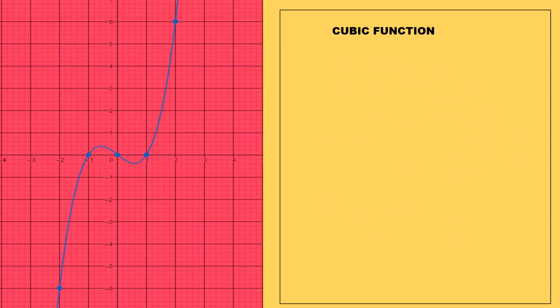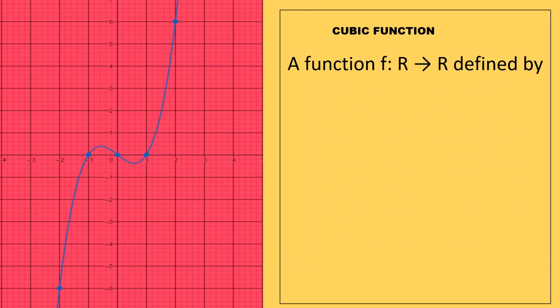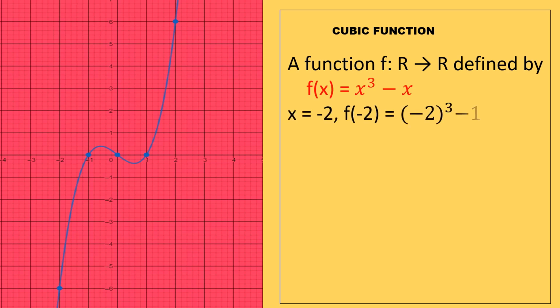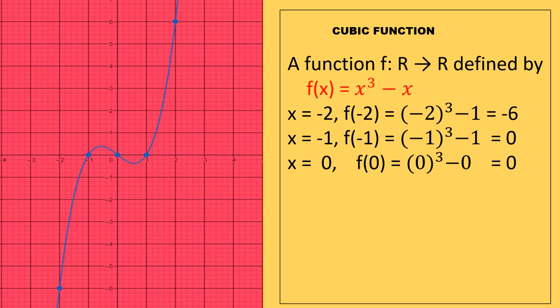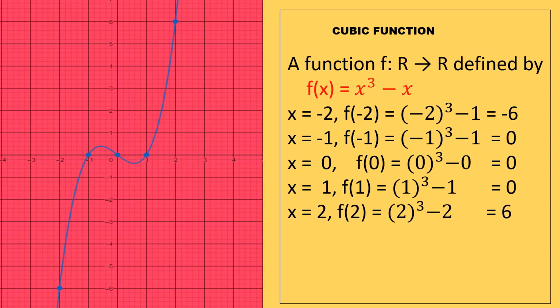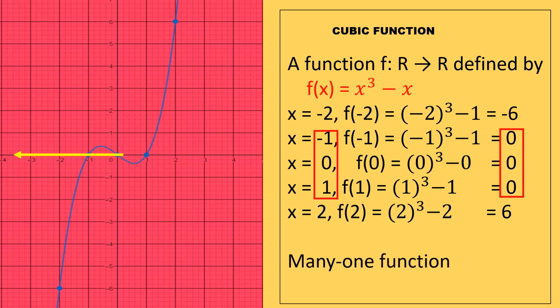Cubic function, a function f from R to R defined by f of x is equal to x cube minus x. When we give -2 as input, we get -6. When we give -1 as input, we get 0. When we give 0 as input, we get 0. When we give 1 as input, we get 0. When we give 2 as input, we get 6. For 3 values of x, we get 0. Let's check whether the function is one-one or many-one. Since the horizontal line intersects at more than one point, it is a many-one function.